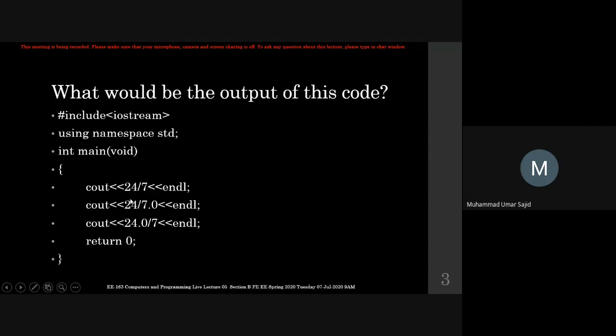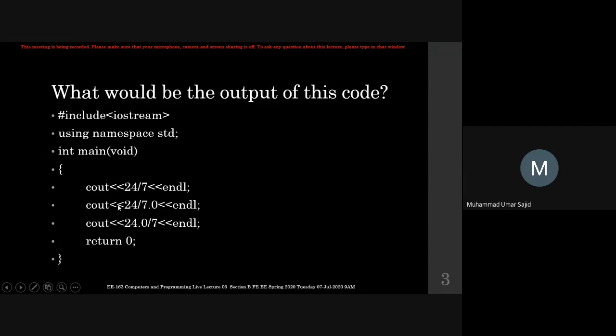But can anyone tell what would be the output of this code? If I write 24 divided by 7, obviously it's not perfectly divisible by 7. So 7 into 3 is 21, so obviously the output of the first line would be 3. Yes, the first line is 3.